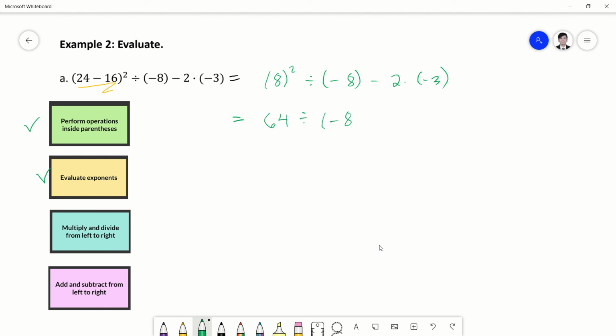Divide by negative 8 minus 2 times negative 3. Next is to multiply and divide from left to right. That means you start from 64 divided by negative 8 because it's in the leftmost part. So now, 64 divided by 8 is 8. And then, they have different signs. This is positive, this is negative. So, it's negative 8.